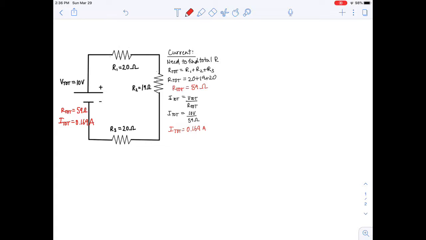Now, what we need to know about series circuits is that the same amount of current flows through each of these components. So we can say right away that the current flowing through this first resistor is 0.169 amps. The current flowing through R2 is also 0.169 amps. And the current flowing here is also. So in this case, the current flow is pretty straightforward.